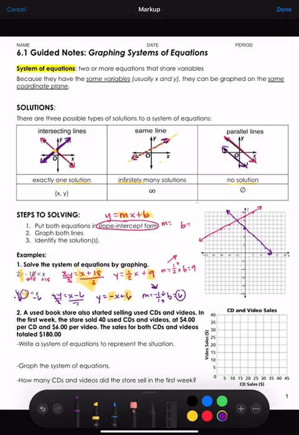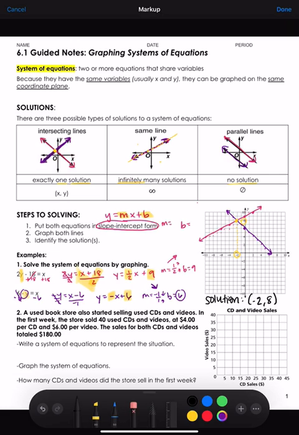All right, so if I was going to find the solution here, I would be looking for the point of intersection, which appears to be right here. So if I look at my x value, it's at negative 2, and my y value is 8. So the solution here, I can write it as an ordered pair, which is negative 2, comma, 8. So that's how you would write your solution, and there's just one solution.